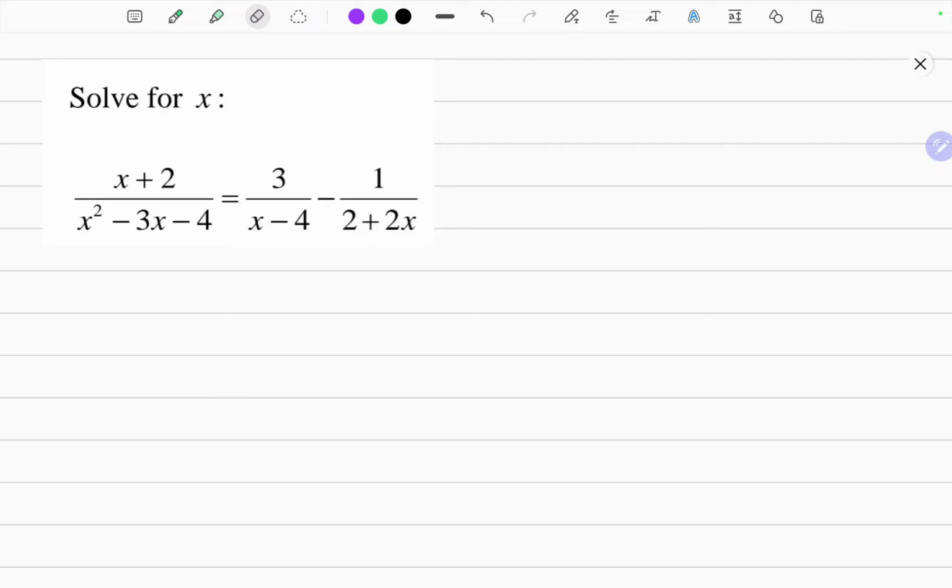In today's lesson, we're going to solve for x and we're going to focus on equations that involve fractions. So guys, I'm going to challenge you to pause the video, try and work out this problem and see if we can arrive at the same answer. So the first thing that I'm going to do is I'm going to rewrite this equation.